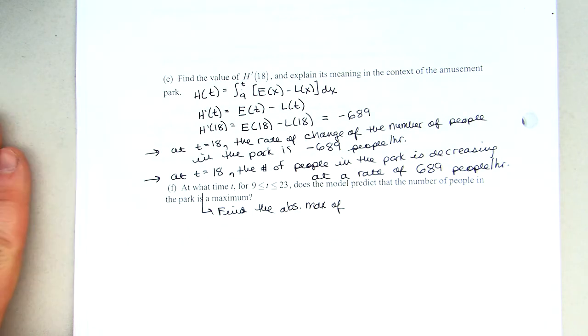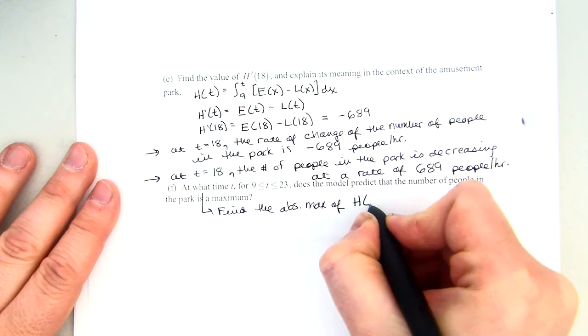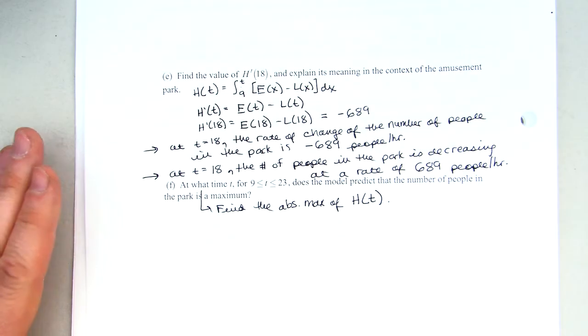What is the number of people in the park? E of t, L of t, h of t, that function we created in part C. I want to find the absolute maximum of h of t.